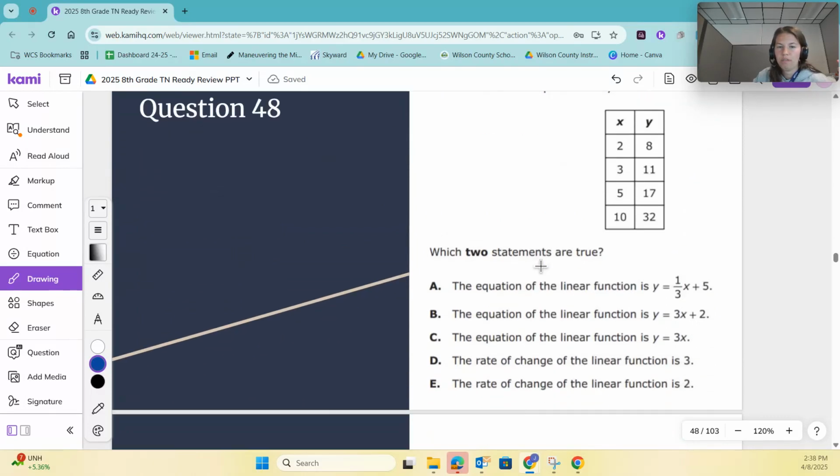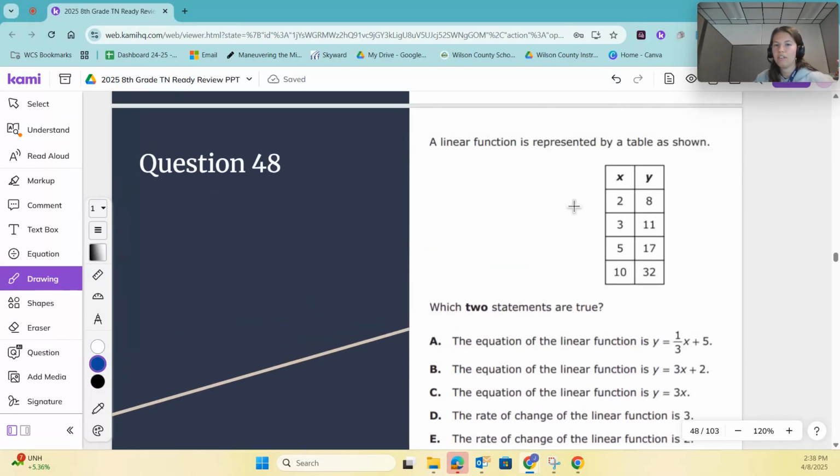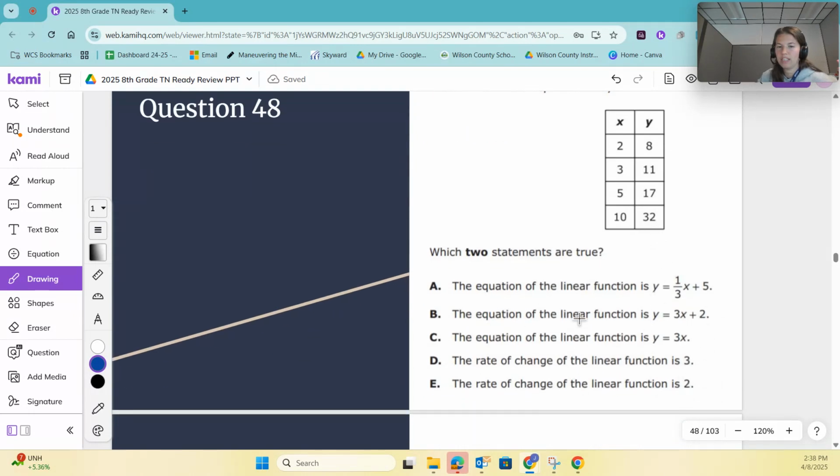Question 48. A linear function is represented by the table as shown. And we're trying to figure out which of these goes with this table. Now, which two statements? So there's two that are correct. Also, I want you to notice here that it says the equation of the linear function is. The equation of the linear function is. The equation of the linear function is. Now, if the linear equation is 1/3 x plus 5, can it also be 3x plus 2? No, that wouldn't make any sense. So only one of these is going to be correct.